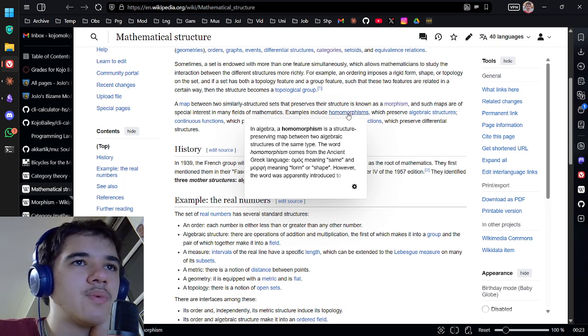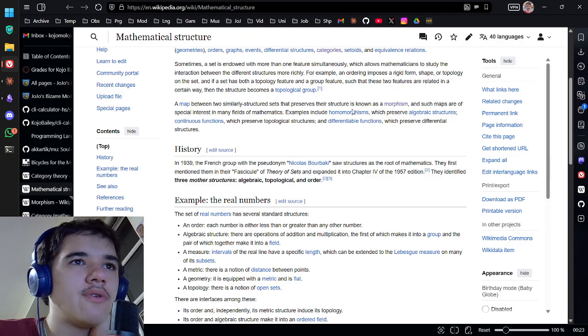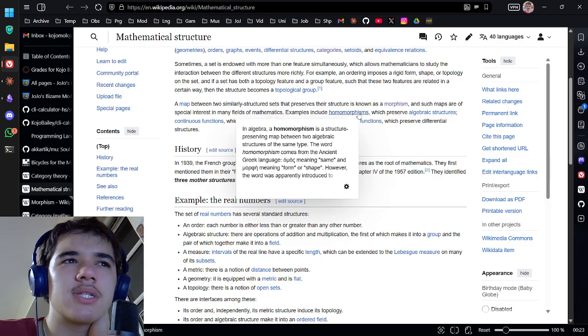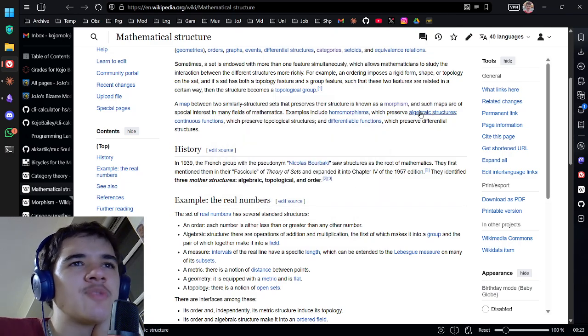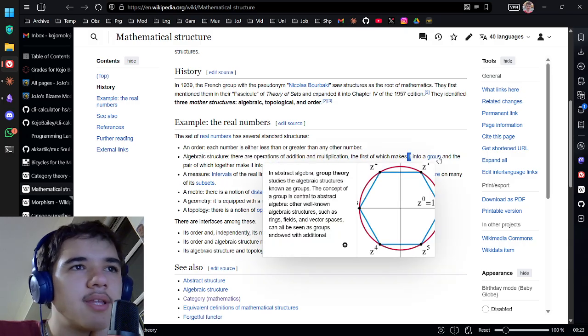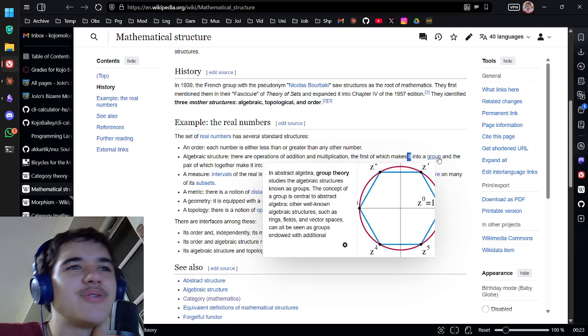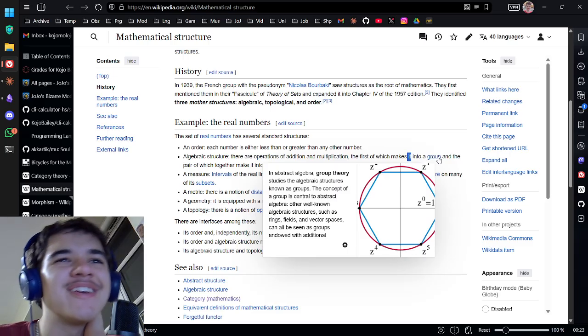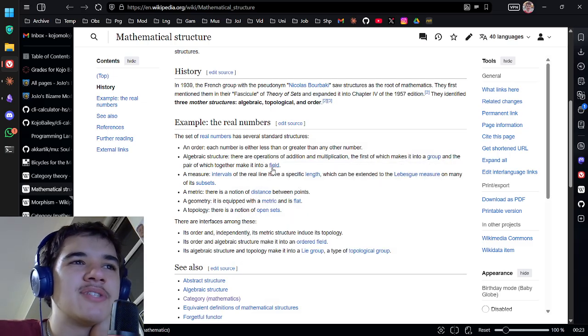So there are heteromorphisms, which change the structure. Okay, which preserves algebraic structures, continuous functions. Okay, so algebraic structure, there are, yeah. So it's group theory. For the set theory, group theory, category theory, like what the hell, and the pair of which together make it into a field.